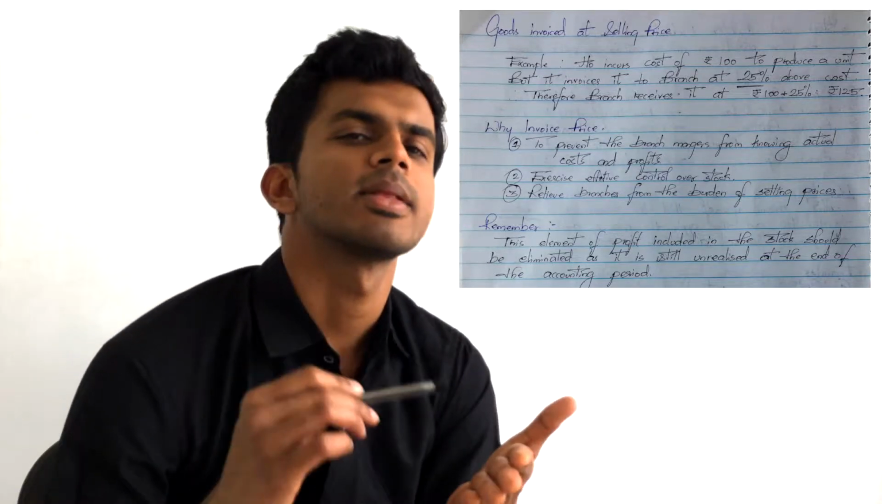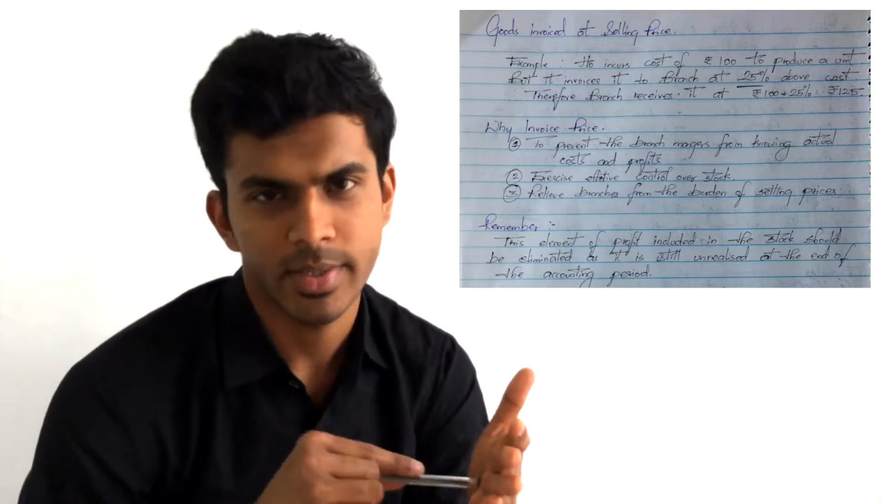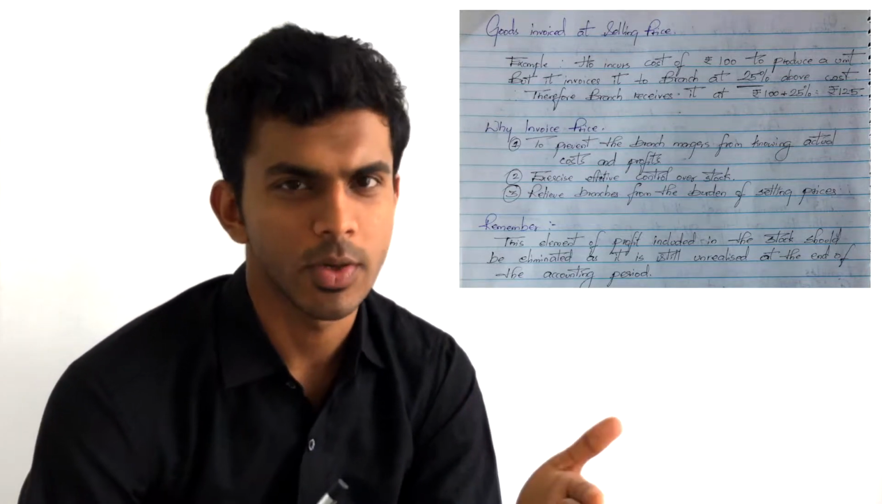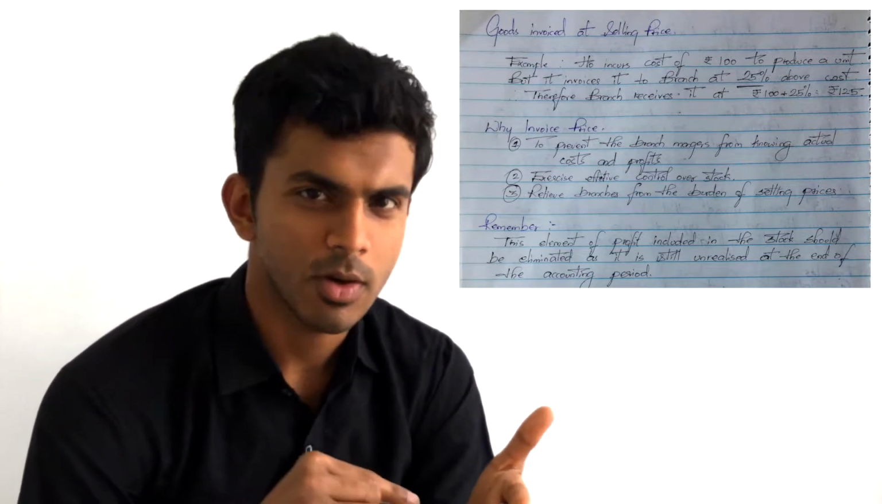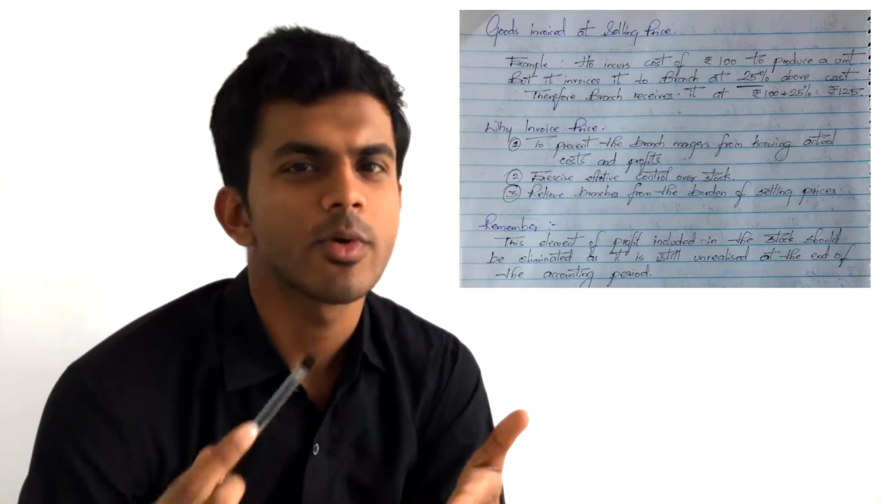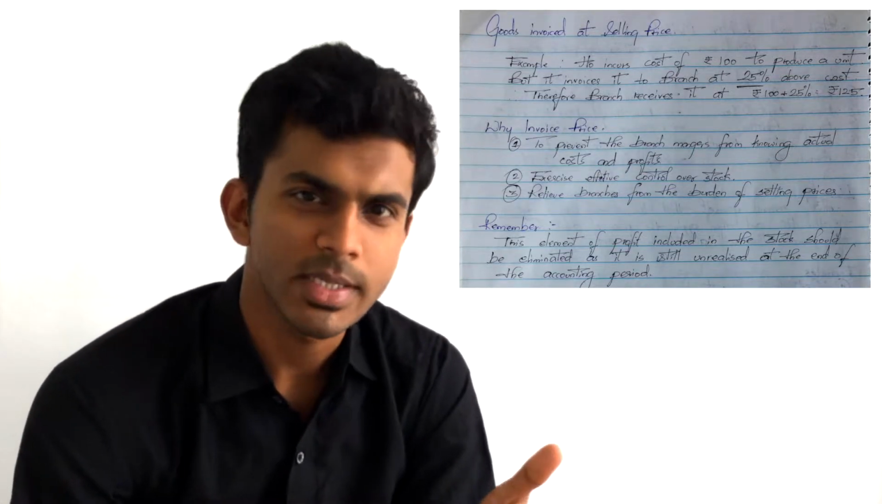So let's take, for example, the head office incurs 100 rupees to produce a unit. So now that is the cost of goods, and they are invoicing it to the branch at 25% over the cost.